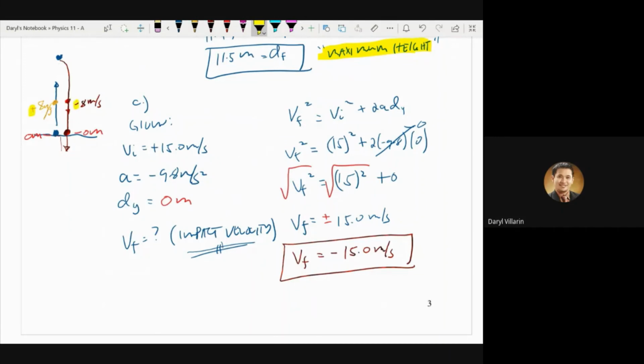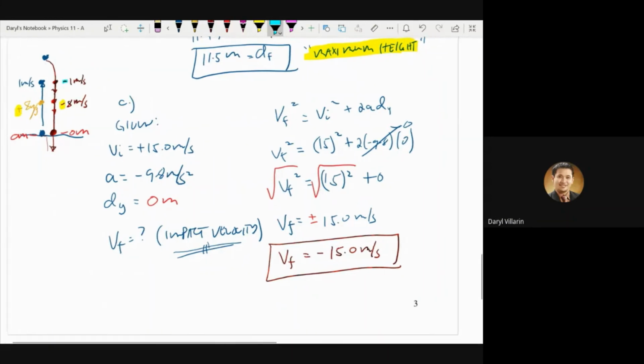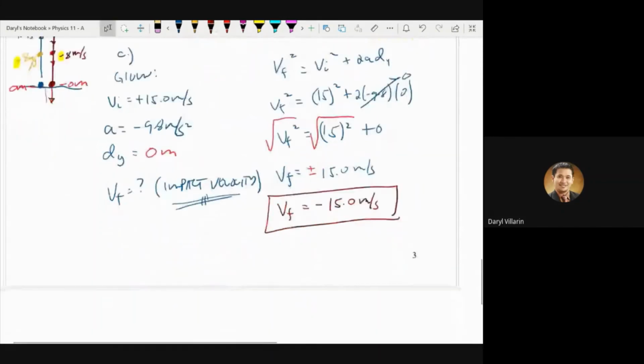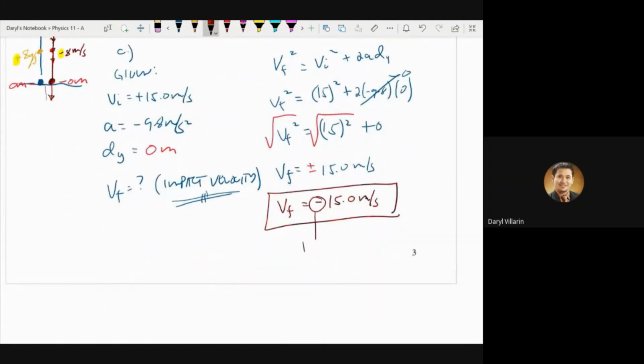Negative because it's going down. So if this one here is around 1 meter per second, I would expect that at the same position, upon going back down, it is negative 1 meter per second. If you want to solve it mathematically, you can still solve it, and you should get the same magnitude. Technically speaking, it's not the same answer because the sign is different. So again, the negative sign here only indicates that its direction is downward.